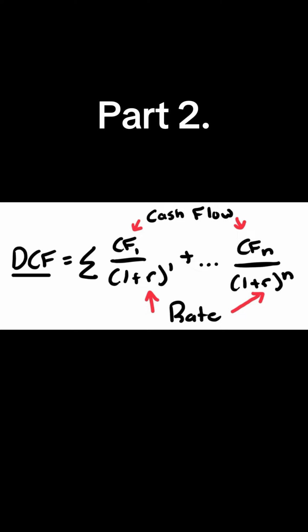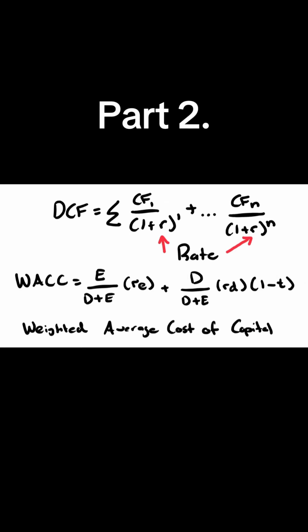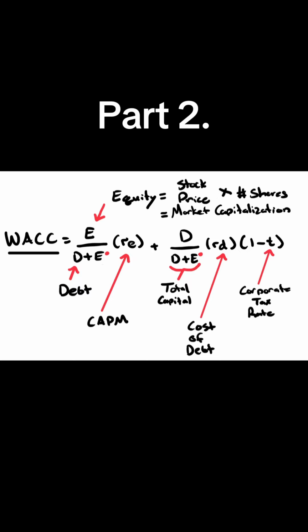over 1 plus R, the rate, plus the next year's and the next year's until however far you want to go. The rate is the expected rate of return for a business, which can be calculated using WACC, the weighted average cost of capital. WACC has a lot of variables, but first we're going to look at the top with equity, which is stock price times the number of shares, which you can often hear referred to as market capitalization.